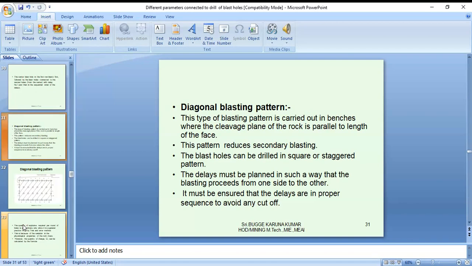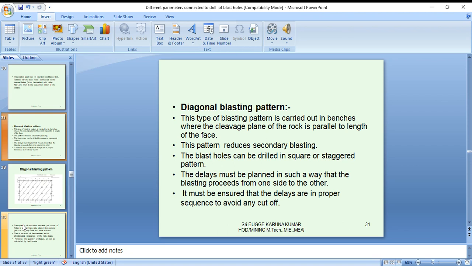A diagonal blasting pattern. This type of blasting pattern is carried out in benches where the cleavage planes of the rock are parallel to the length of the face. These patterns reduce secondary blasting. The blast holes can be drilled in a square or a staggered pattern. The delays must be planned in such a way that blasting proceeds from one side to the other. It must be ensured that the delays are in proper sequence to avoid any cutoff.